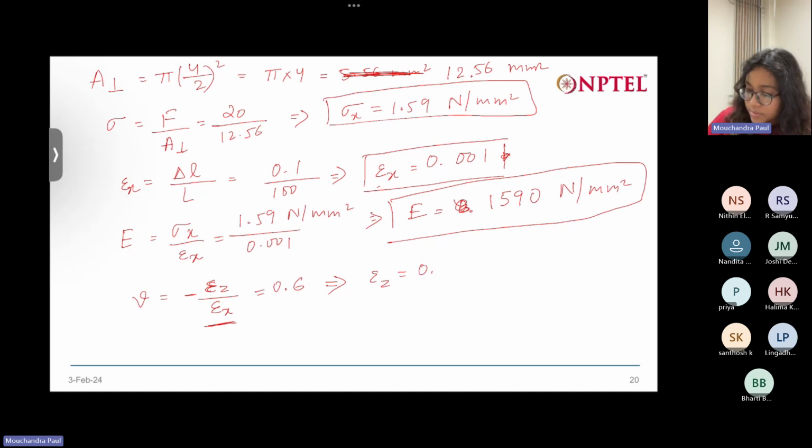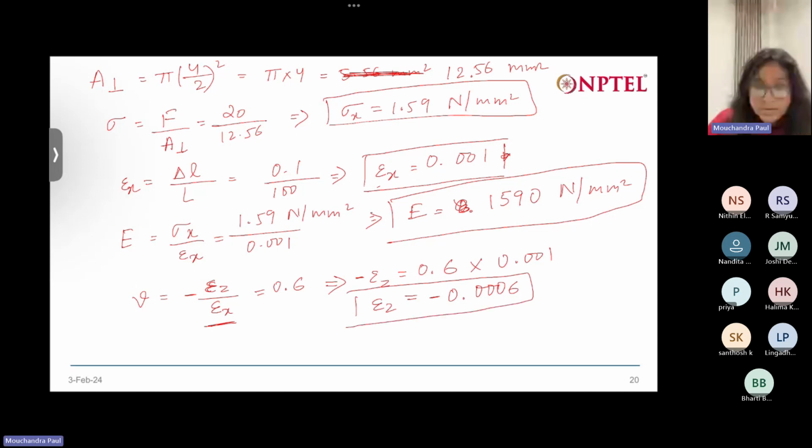It will be nothing but 0.6, with a negative sign, into 0.001. That is minus 0.0006, there will be three zeros. So epsilon z becomes negative 0.0006. This is the strain experienced in the z direction, or the radial direction of the tube.